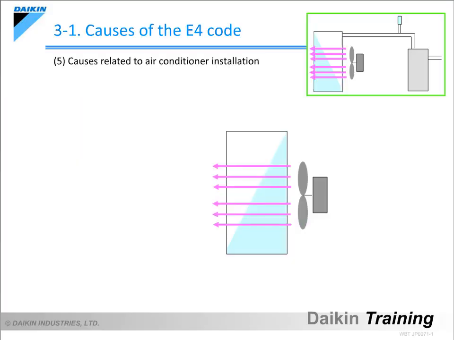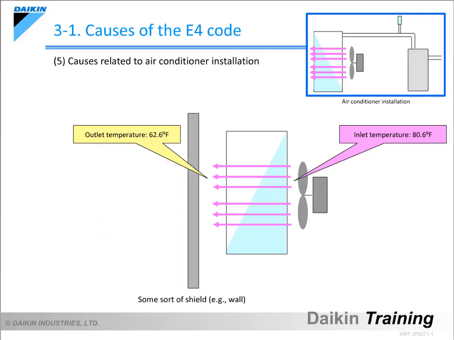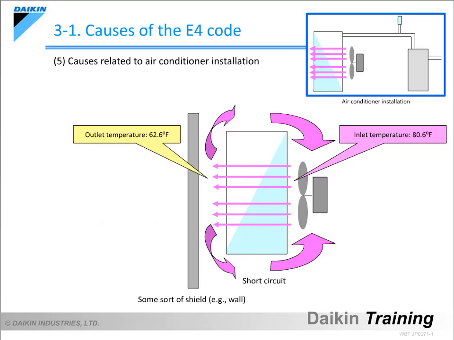Let's now look at the causes related to the air conditioner installation. There is usually an 18 degree Fahrenheit difference in the temperature between the heat exchanger inlet and outlet, and cold air from the outlet side is discharged to the atmosphere. If the air conditioner is not installed in an appropriate location, however, it can cause a phenomenon called a short circuit, where the cold air discharged from the heat exchanger outlet is not properly released to the atmosphere, and directly returns to the heat exchanger inlet.